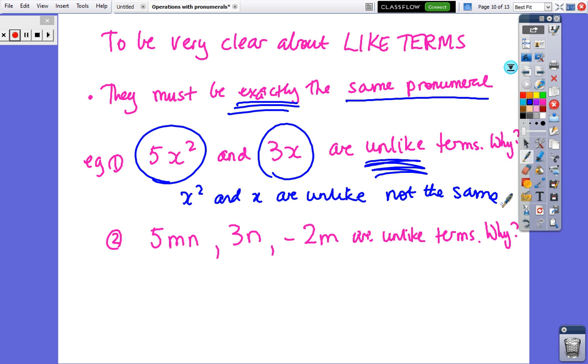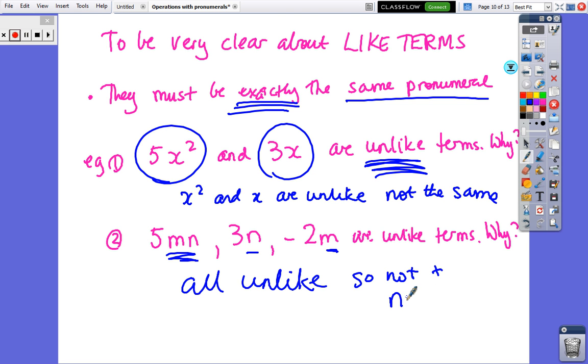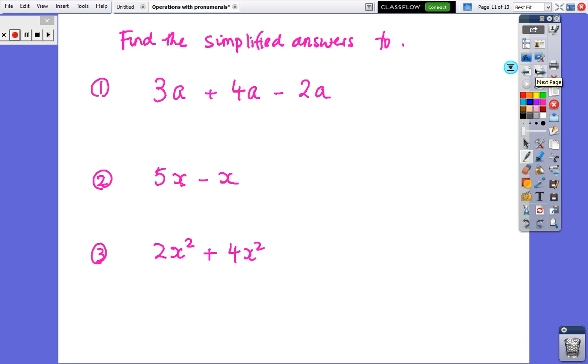x squared and x are unlike because they're not the same. So in the next one, which ones are like? Mn, n, and m are all unlike. They're not the same, so no adding and no subtracting. You can't do those. Can you just quickly go through those ones, get 3 answers, and come back live.